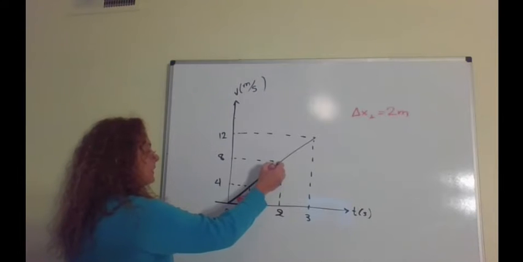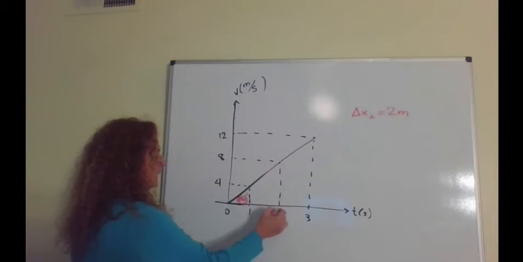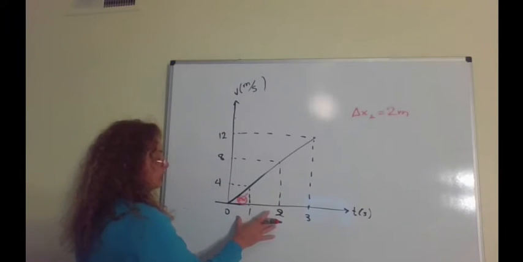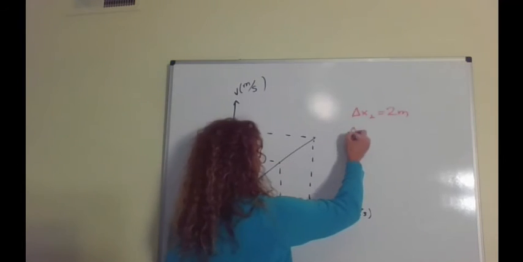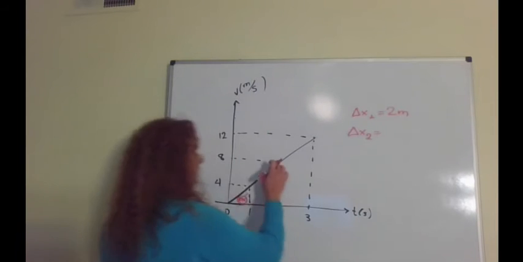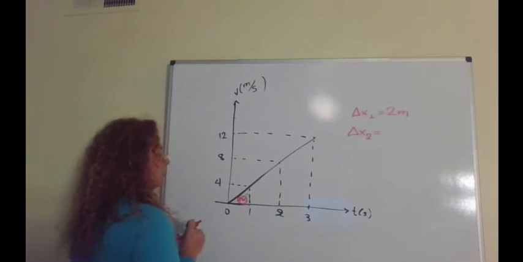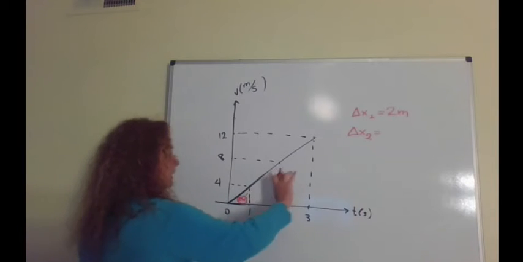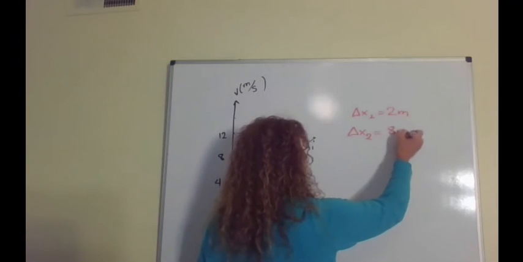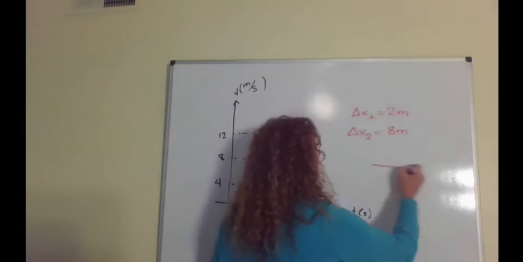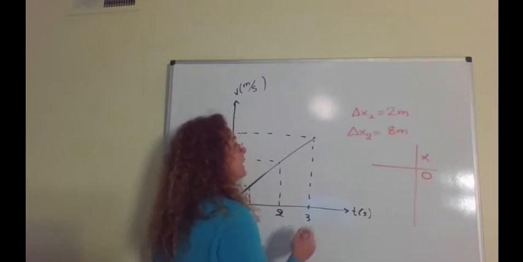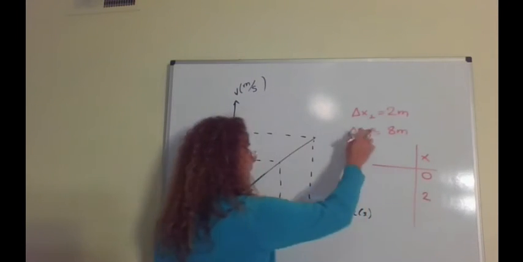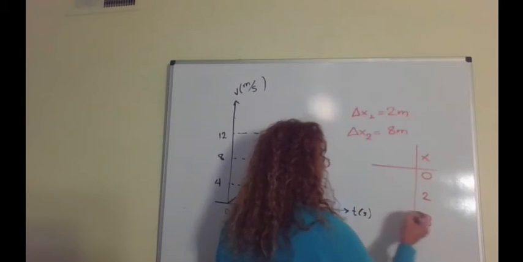For the first 2 seconds, the displacement is half base, which is 2 seconds, times height, which is 8. So the displacement for the first 2 seconds, a total of 2 seconds, will be half times 2 times 8. So we can see that it's 8 meters. So in our table, our position changed from 0. In 1 second it went to 2, and in another second it went to 8.